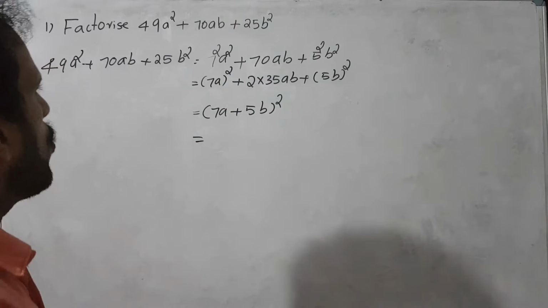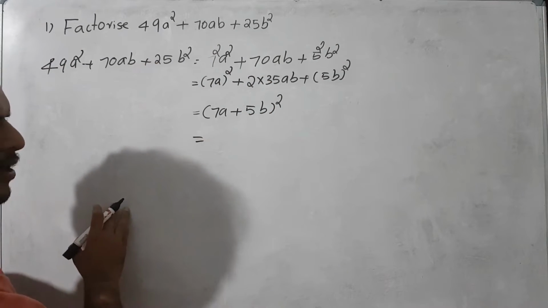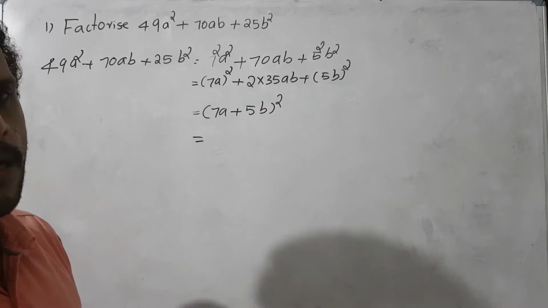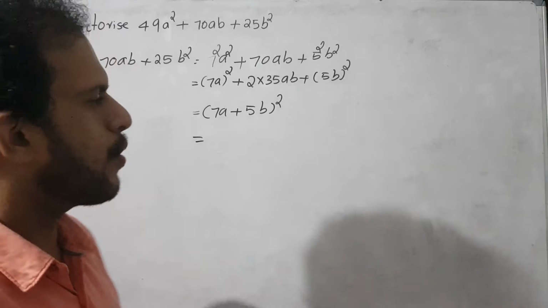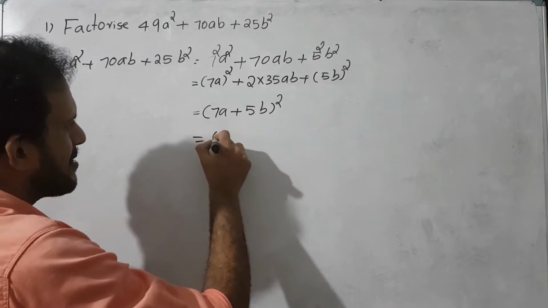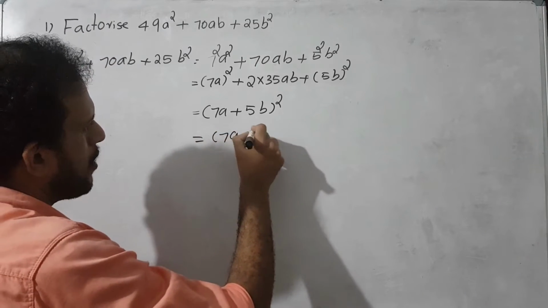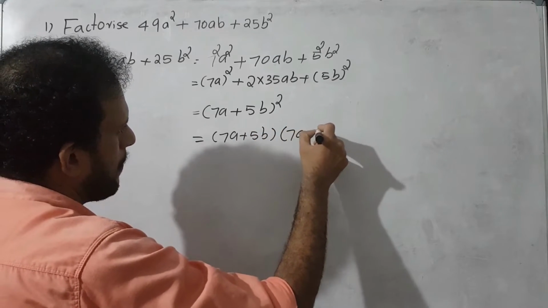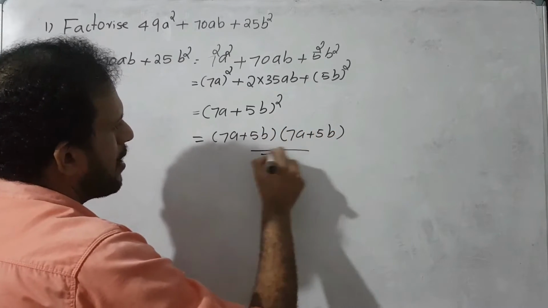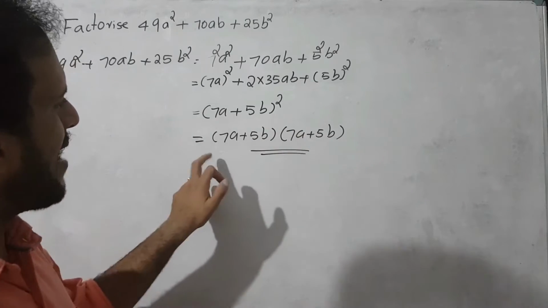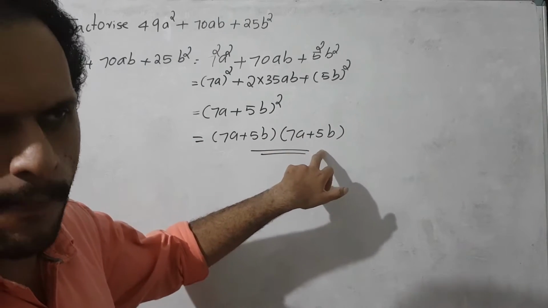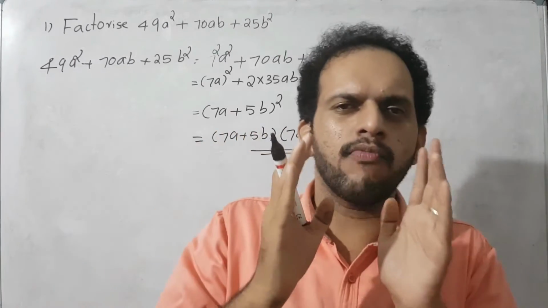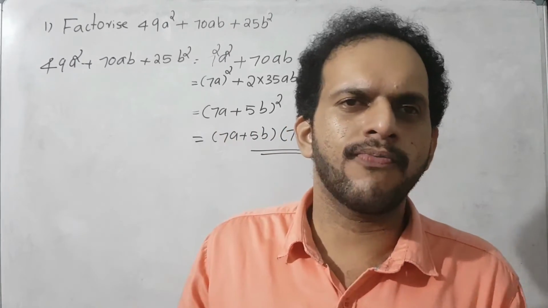Okay, so we are factorizing here, so we need to convert it into the form of a product of factors. So how do we write? Therefore 7a plus 5b into 7a plus 5b. Okay, if we do not write like this, the answer is not complete, because factorization means to convert the given polynomial as a product of factors.